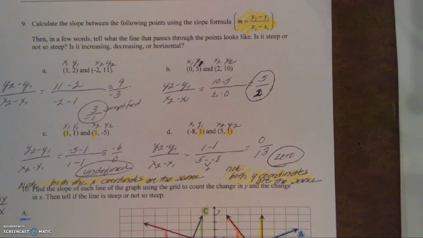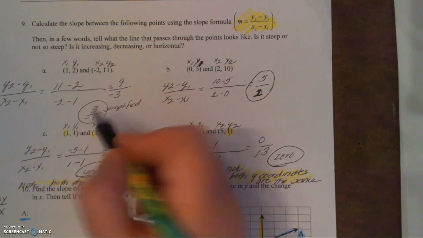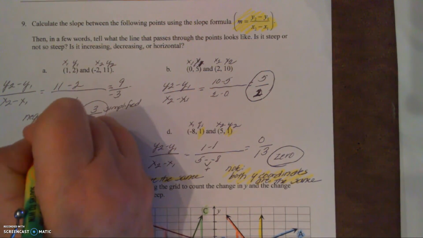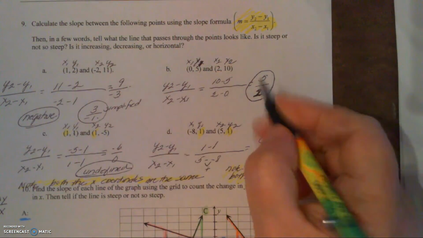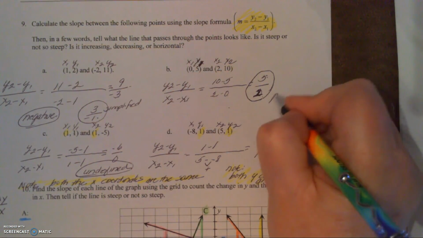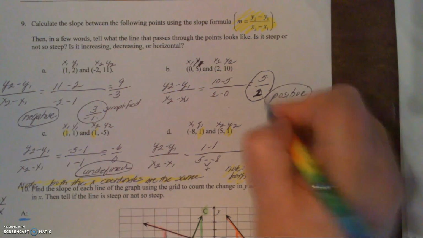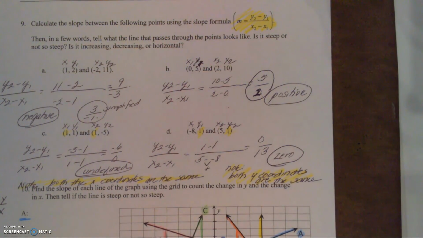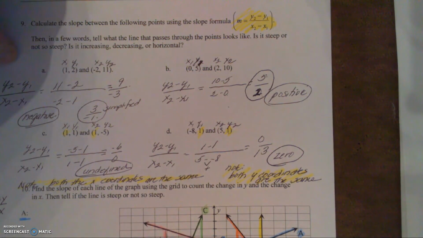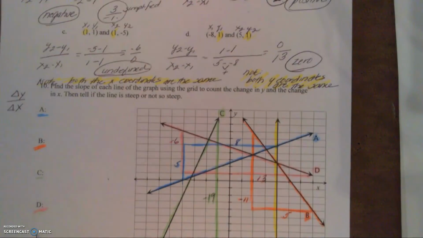Now, if we go back here, we know there's a negative number here, so we know this is a negative slope. And we know that this is positive, so this is a positive slope. Okay? Just so that we're on the same page. Now, the next one, I color-coded.